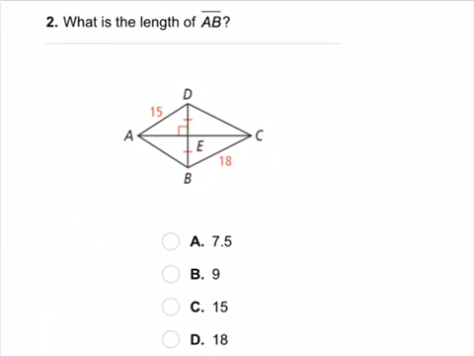Okay, next one, number 2. What is the length of AB? You can see this is that perpendicular bisector theorem. So since A to D is 15, A to B is also 15. Those are 2 congruent pieces.